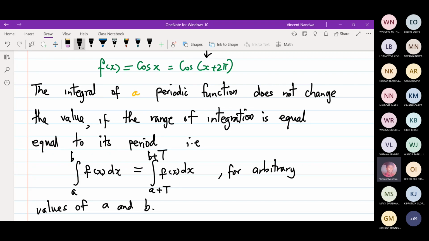So whenever you are dealing with a periodic function, if the range of integration is equal to the period of the function, then the value of the integral doesn't change.